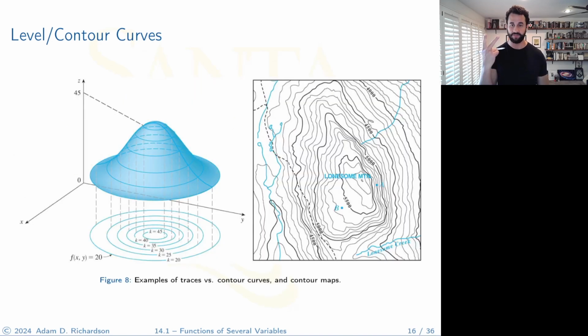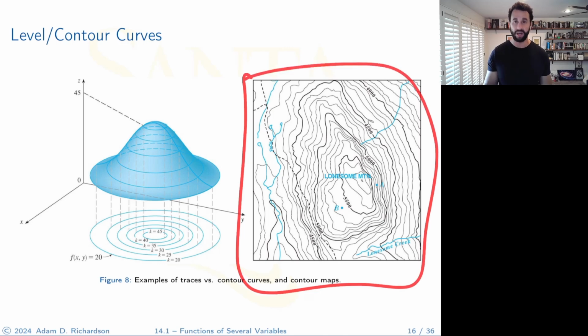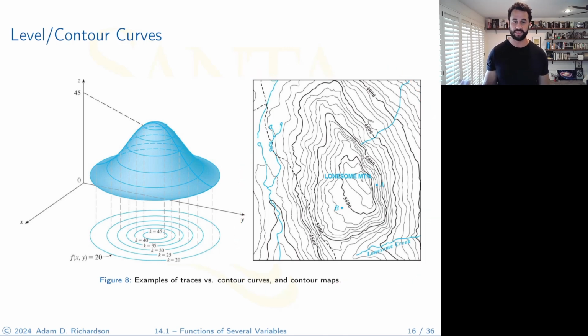Here's an example, two examples actually. So if you've ever gone hiking or if you've ever looked at topographical maps, this thing right here, this is a contour map. And each one of these little curves that you see in the image, those are level curves or contour curves. And they're basically what you get if you were to slice the mountain at some altitude and then project the resulting curve down onto the plane.